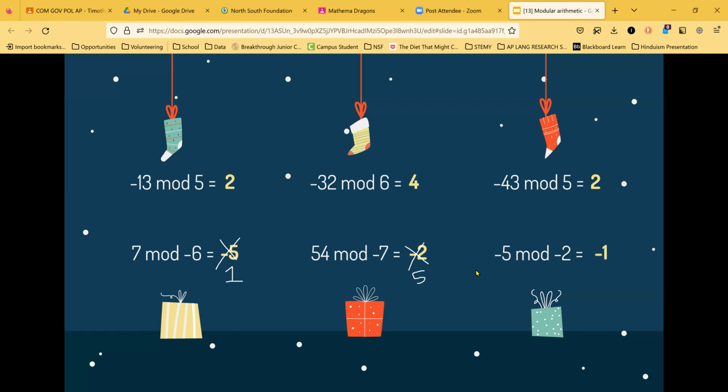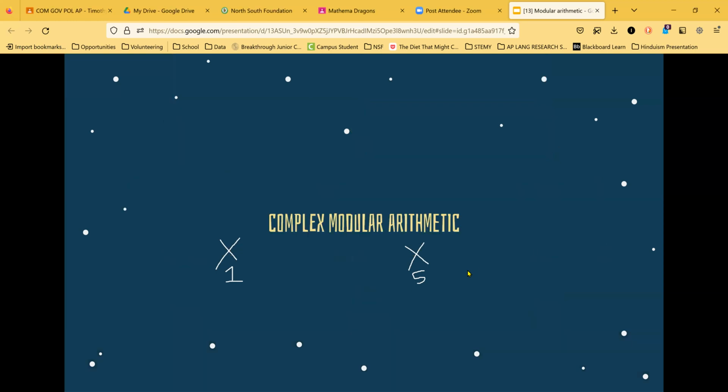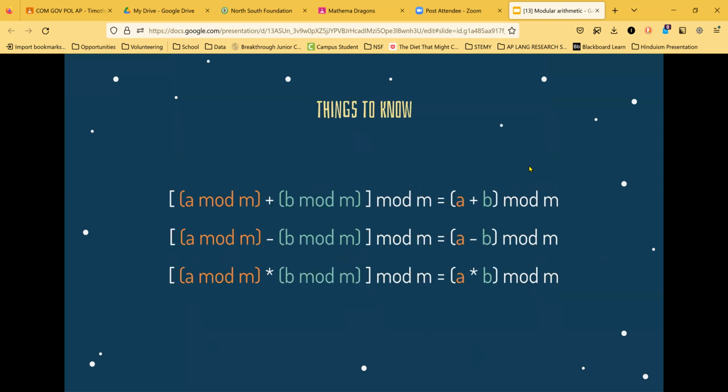Okay. So complex modular arithmetic. This part is a bit difficult to understand, and we might not have enough time to get into it. But basically, if you are adding two numbers together, A and B, and you find the modulus of the sum, right? That is equal to finding the modulus of the sum of the moduli.